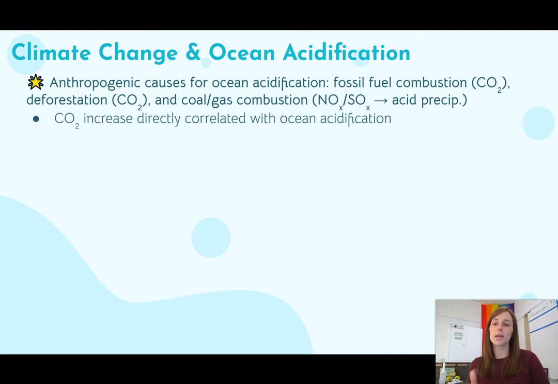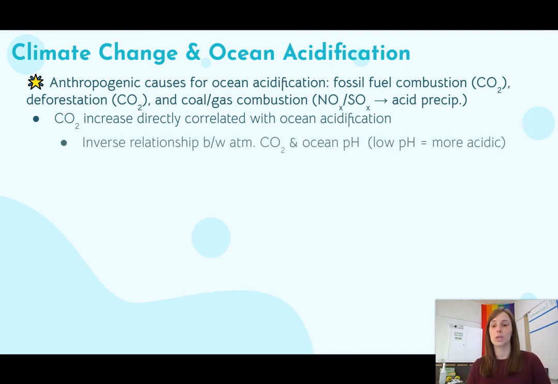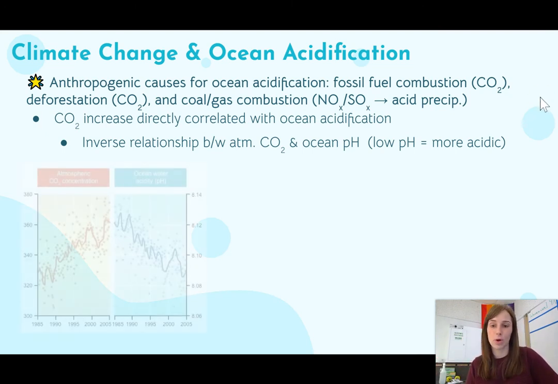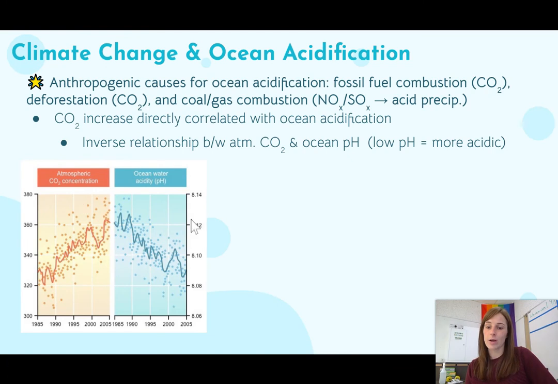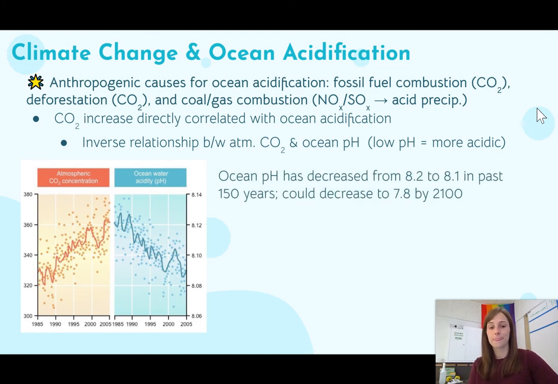Now, carbon dioxide increase is directly correlated with ocean acidification, as I just talked about, because the hydrogen ions are released. So we get an inverse relationship between carbon dioxide and ocean pH. As carbon dioxide increases, pH decreases, and decreasing pH means it's more acidic. This diagram shows us that exact correlation from 1985 to 2005. As carbon dioxide increased, ocean pH decreased. They have an inverse relationship.